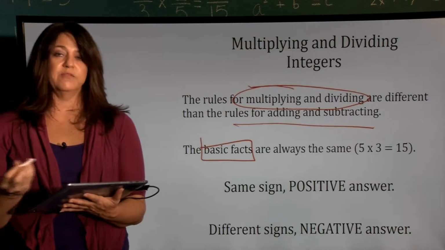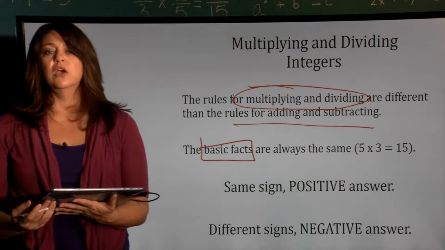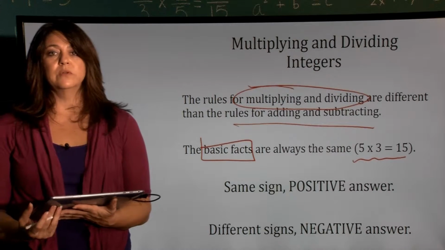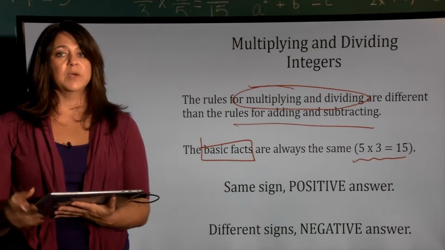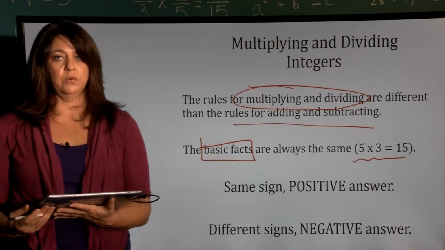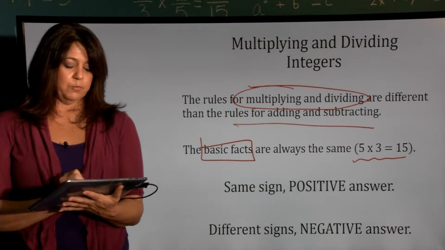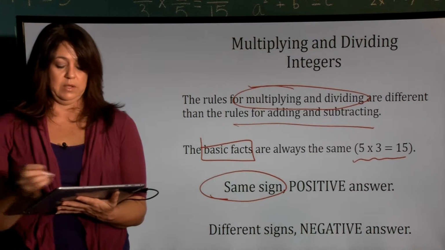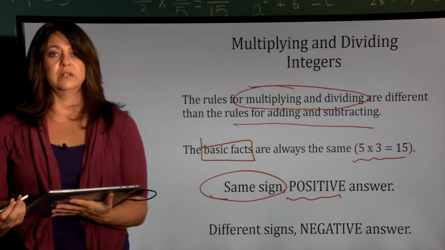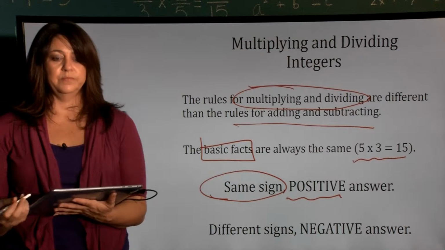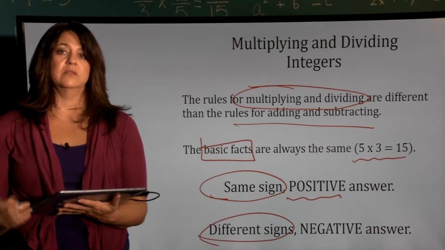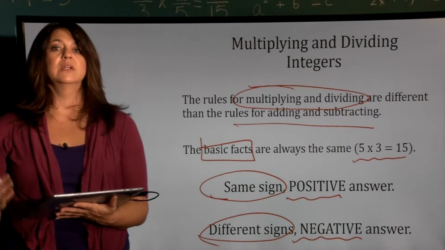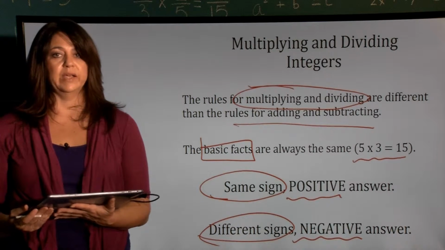Remember that the basic facts of multiplying and dividing are always the same. 5 times 3 will always equal 15. The signs might be different, but the numbers are going to stay the same. If both of your individual numbers have the same sign, then you will get a positive answer when you multiply or divide. If you have different signs, one positive and one negative, then you will get a negative answer every time you multiply and divide.